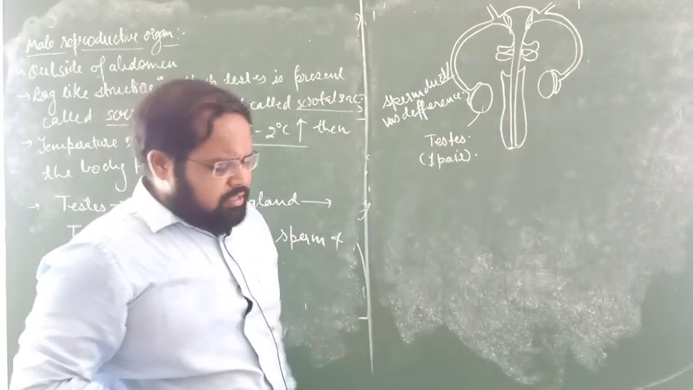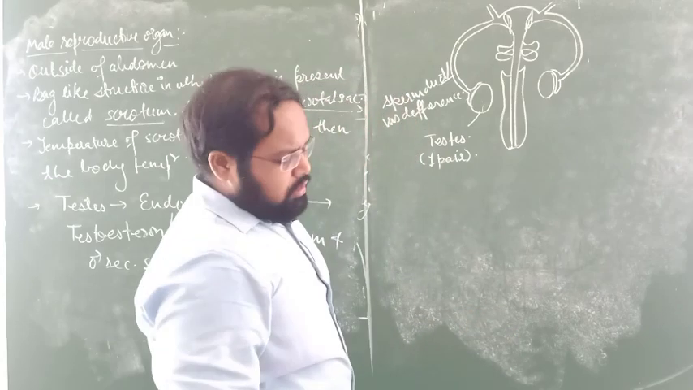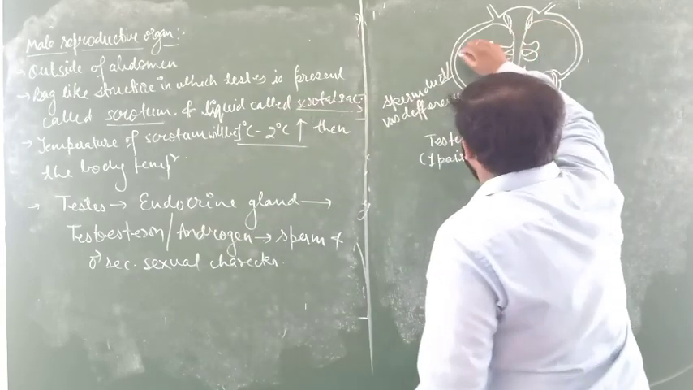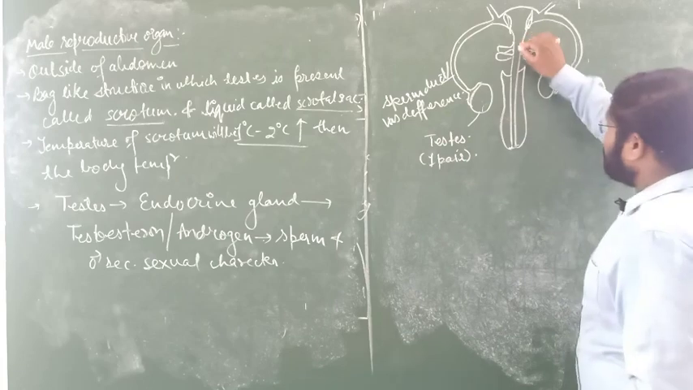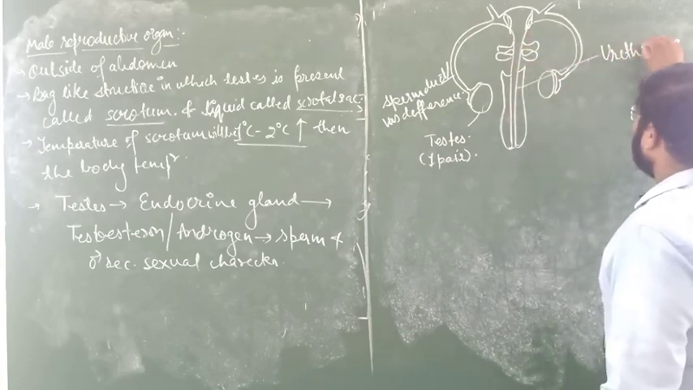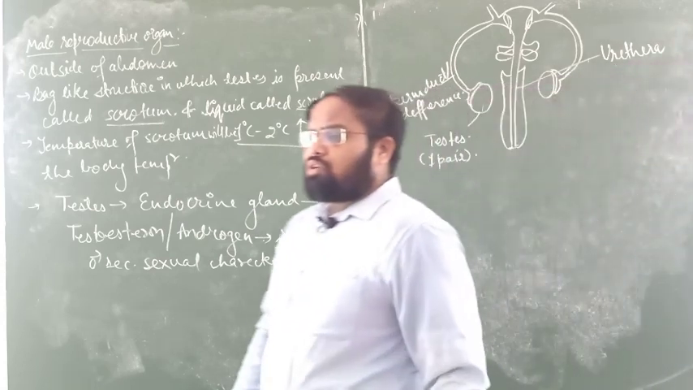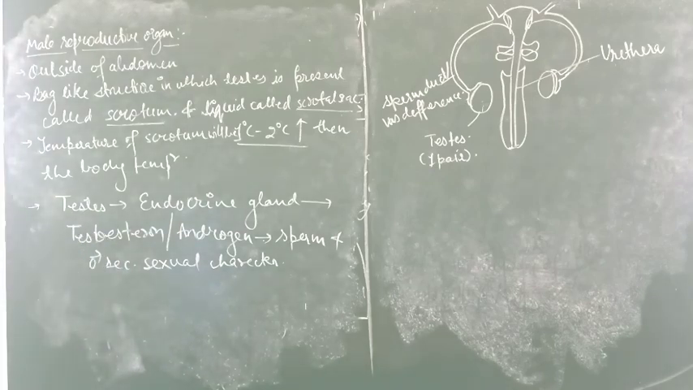This one is the testis, and the testis is present in a bag-like structure. Okay, now you see that this sperm duct will open into a common duct called the urethra. It will open into a common duct called urethra. In the urethra, so many things are there.